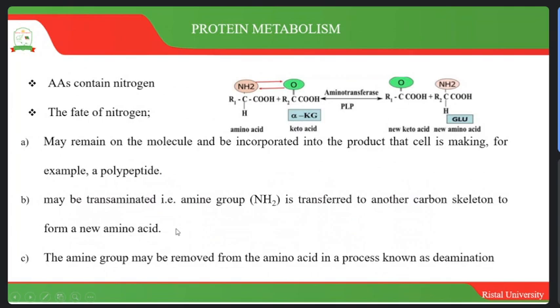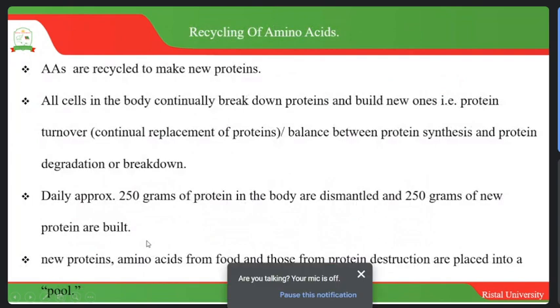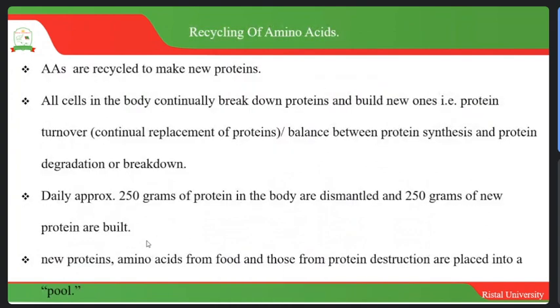And the amino group may be removed from amino acids in a process known as deamination. That is also another way. Amino acids are recycled to make new proteins, and each time they keep being replaced and recycled. And if you use it, it can still be broken down. For instance, you use it for muscle building, and then with time your body can still break it down. Your body can break everything down, and that's the process of recycling.